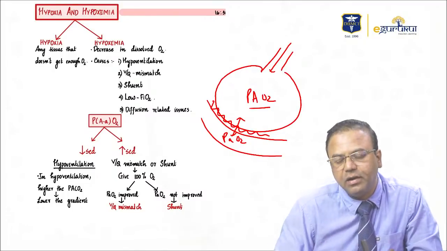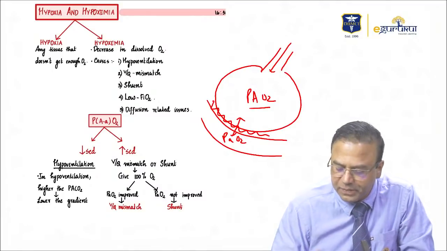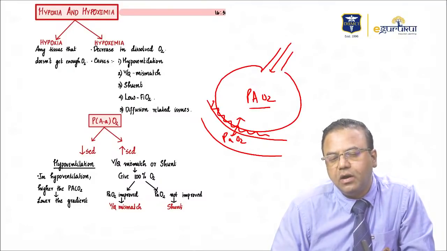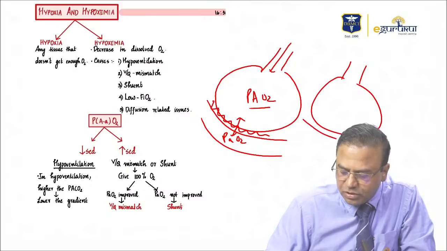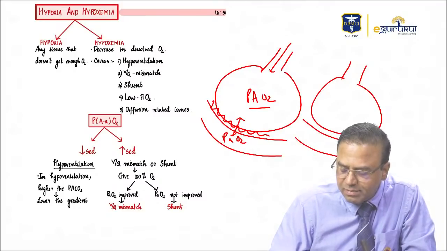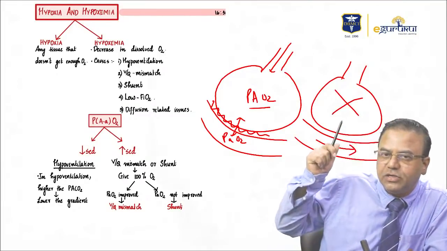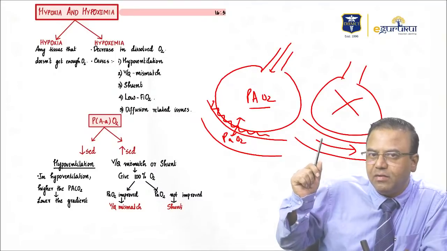This is going to create a gradient. So arterial oxygen is going to be low, alveolar oxygen is going to be high. It will start creating a gap. If you find a VQ mismatch, if you find a shunt, in the sense that in some alveoli perfusion is occurring, but the ventilation is not occurring. As ventilation is not occurring, perfusion is occurring. That means there's no gas transfer happening over here. This again is going to result.